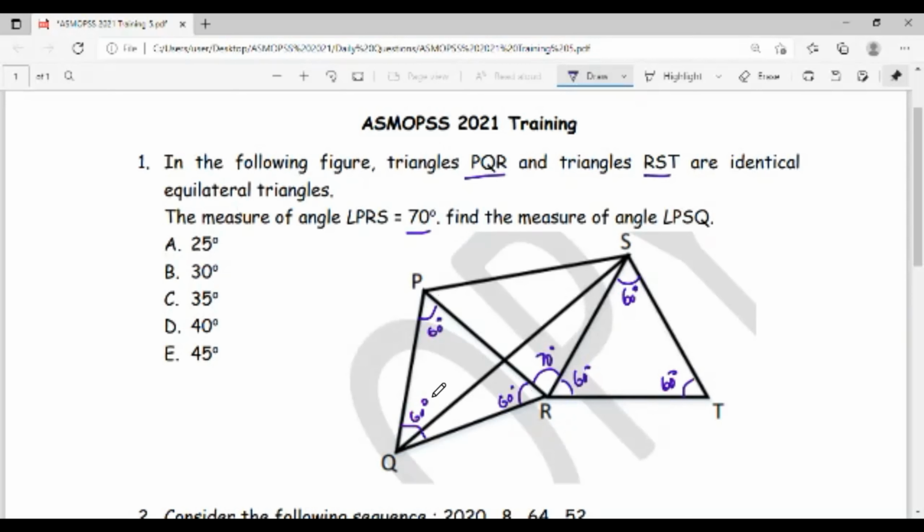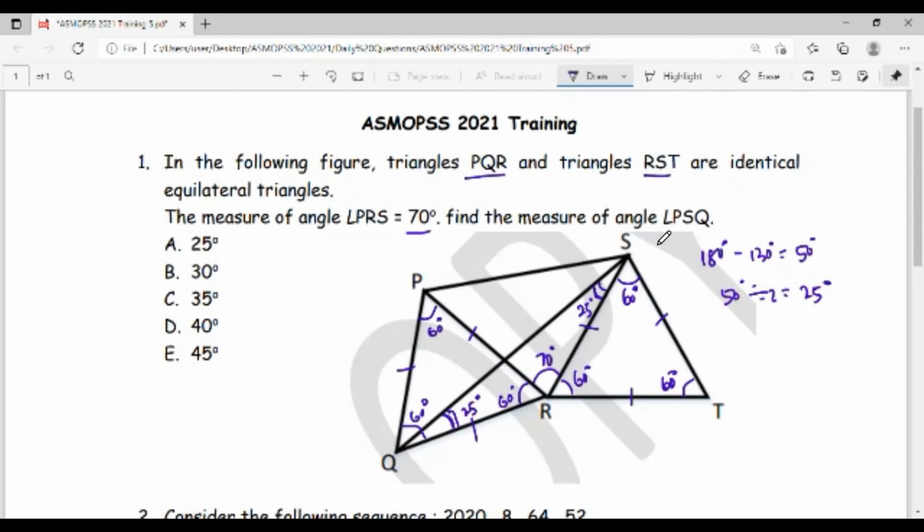Now, since we know that this triangle and this triangle are identical, we can see that triangle QRS is an isosceles triangle, right? So that we can find this angle here. This angle must be equal to this angle. So we can subtract 60 and 70 degrees from 180 degrees, which means that is 50 degrees. Then divide that by 2, which gives us 25 degrees. So this angle here is 25 degrees each.